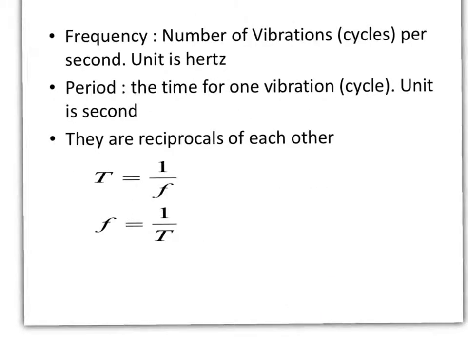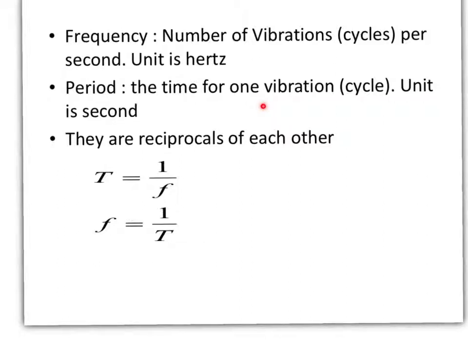Two more important properties of a wave are frequency and period. Now I mentioned period in the previous slide. It's the time required for one complete vibration cycle or wavelength. All those three terms are equivalent. And the unit is going to be the second because it's a unit of time. So the period is the time required for one complete wave to pass by a given point.